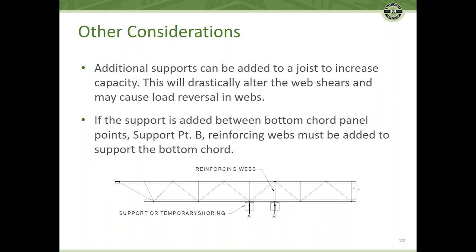When we talk about adding an additional support to a joist, we need to be really careful with that. Additional supports can be added to joists to increase their capacity, essentially decreasing the span, and this will drastically alter the web shears and may cause load reversals in the webs. If we move the support point, we are definitely going to alter the shear diagram, and may cause us some problems with regard to the webs.